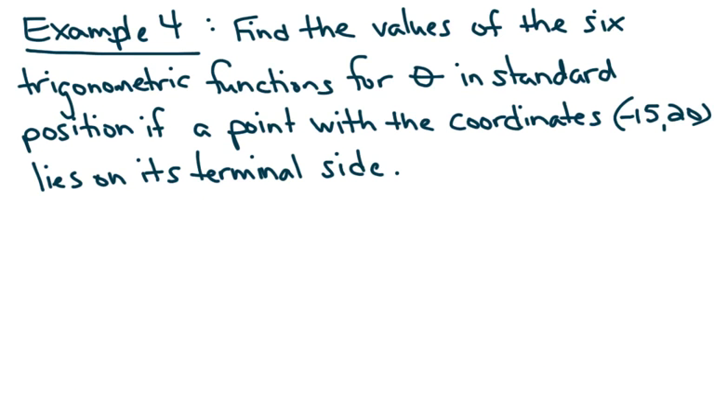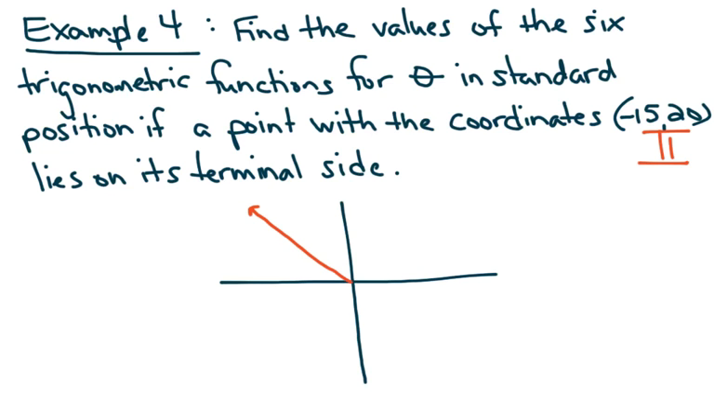Example 4: find the values of the 6 trigonometric functions for theta in standard position if a point with the coordinates -15, 20 lies on its terminal side. So the first thing you're going to do is determine what quadrant -15, 20 would be in. Well, if you were to plot it, -15, 20 would be in quadrant 2. So I'm going to draw a terminal ray somewhere in quadrant 2. We're going to create a right triangle that we're going to solve in a minute, but you have to know how to make the right triangle.